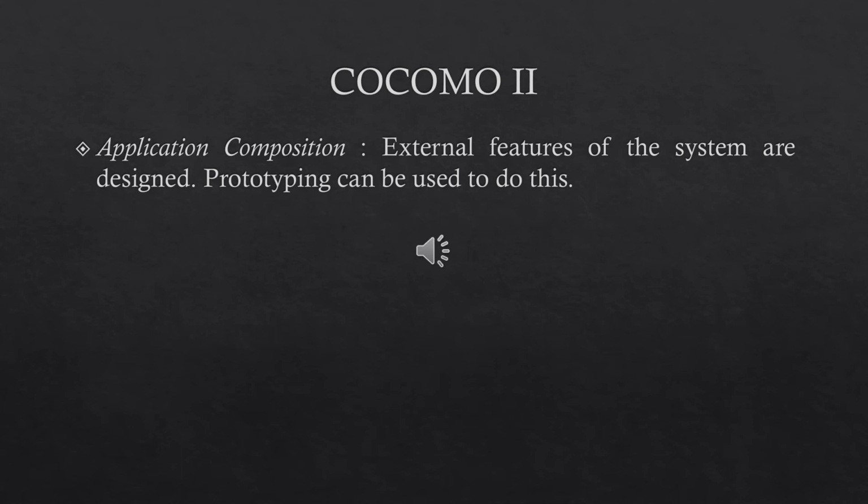The first stage is the application composition stage, where the external features of the system that the users will experience are designed. Prototyping will typically be employed to do this. With small applications that can be built using high productivity application building tools, development can stop at this point.